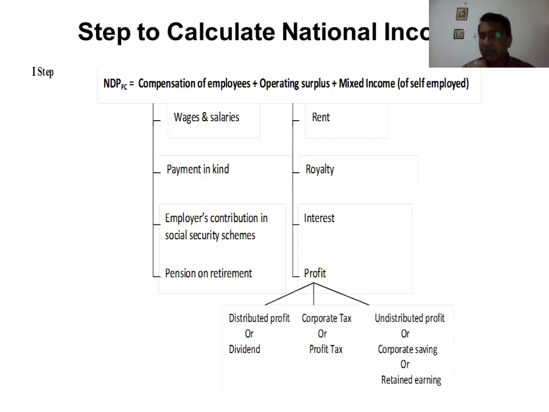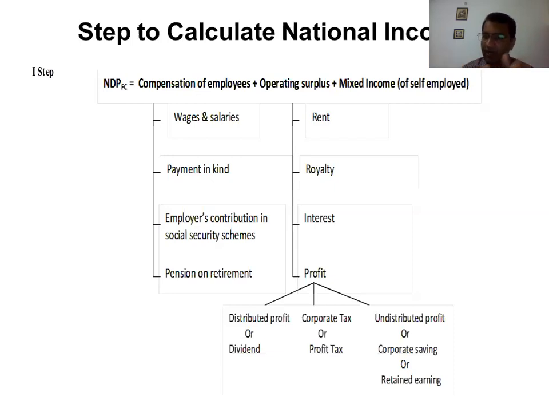Plus operating surplus. Operating surplus has four components: rent, royalty, interest, profit. Rent is the reward of land. If we give land for use to other people, we receive rent. Royalty is also a type of rent, which we receive for giving our property for use to other people. Then interest is the reward of capital, and then profit. Profit is the reward of the entrepreneur.